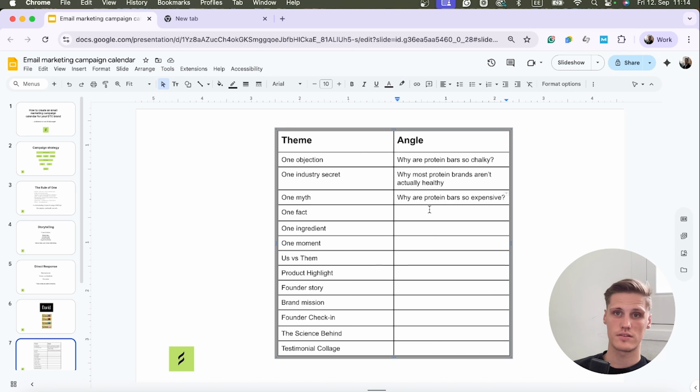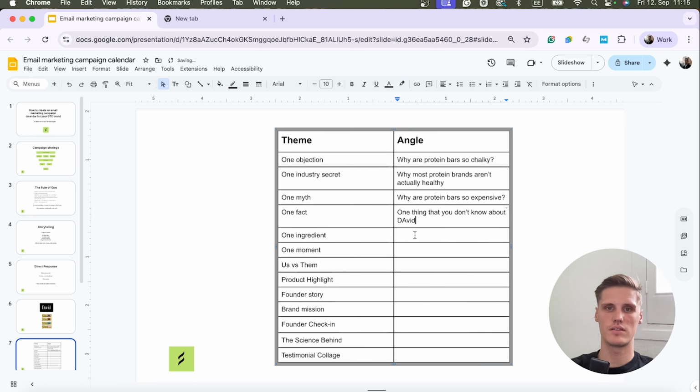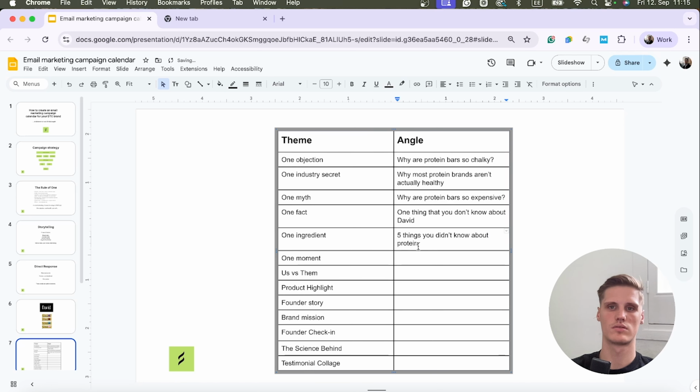And then one fact. So for example, one thing that you don't know about David, one ingredient. I mean, the easiest here for protein brands is just to focus on protein. So for example, you can have like 5 things you didn't know about protein.